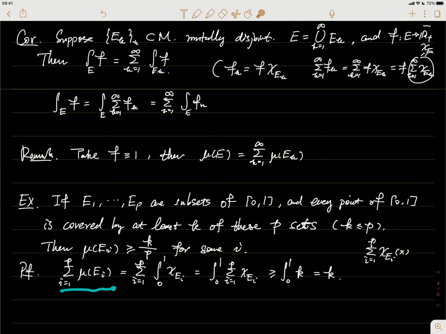The reason is if every one of them is less than k over p, then the sum of them must be less than k, and that is a contradiction. Right? So that's why the mu of E_i must be bigger than or equal to k over p for at least one i.